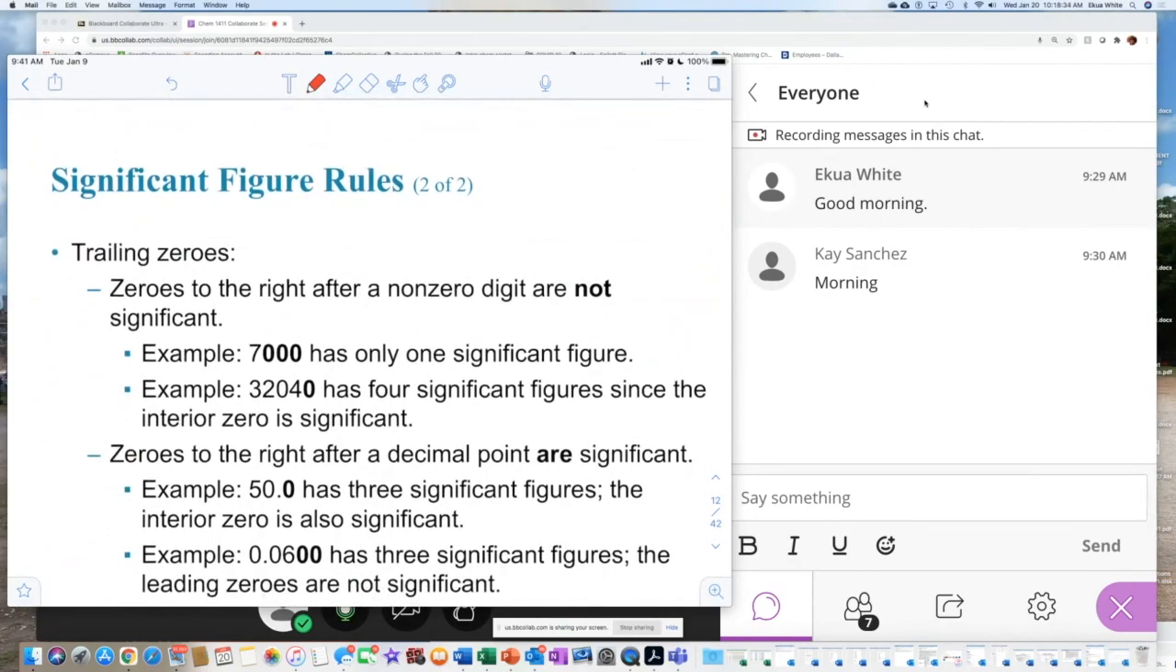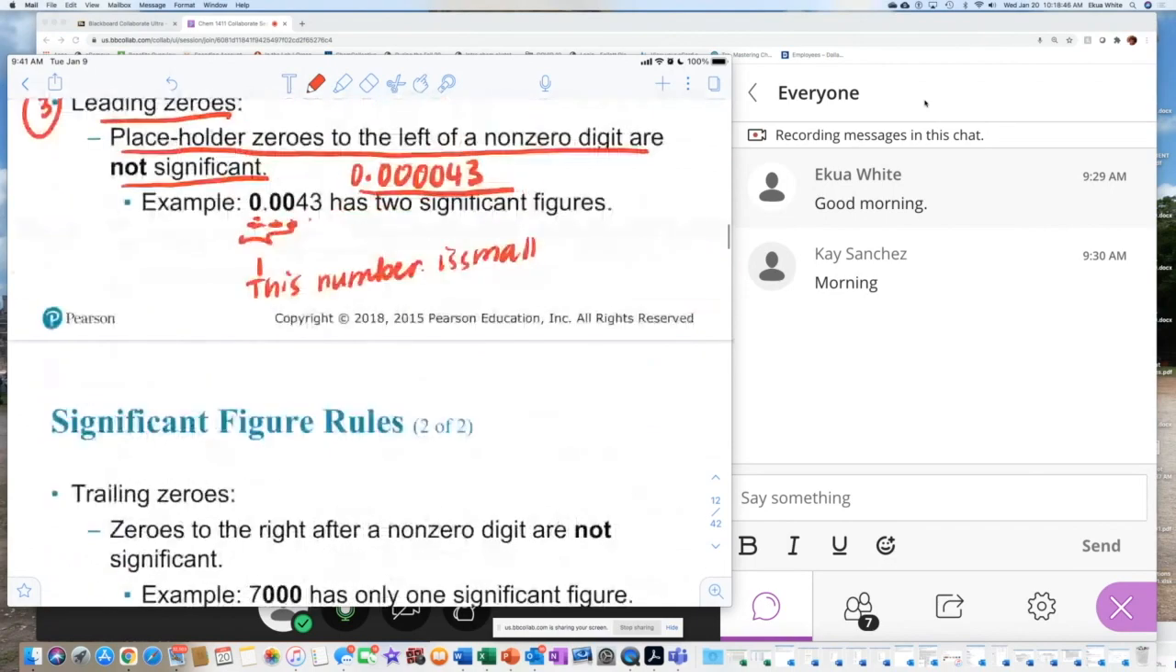Okay, trailing zeros. This is the one where people go like, what? This is the one where the guy lost it. I was like, oh, I'm sorry about this. I'll call the author. He didn't make these rules up either. Anyway, where was I? Number four.